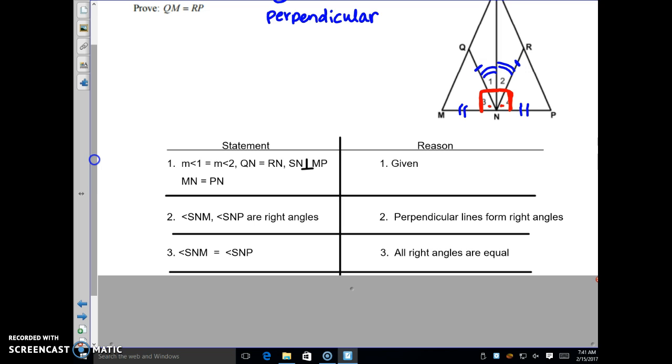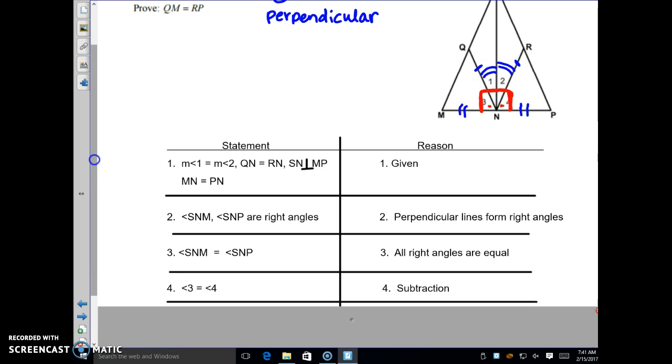So there was a lot going on right there in that one step. We found the right angles. We know that they're whole angles, so we should be focusing on the fact that now we can say angle 3 and angle 4 are equal by subtraction.